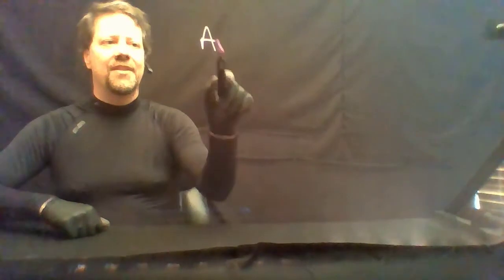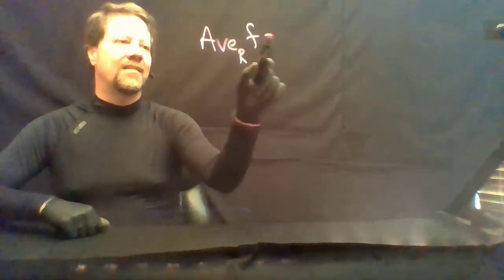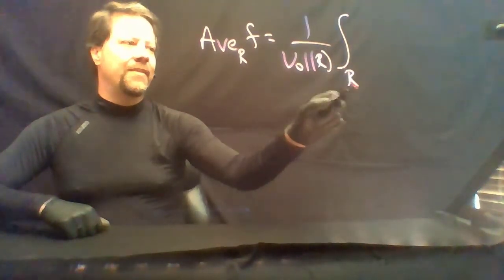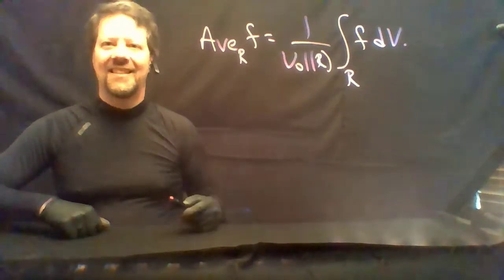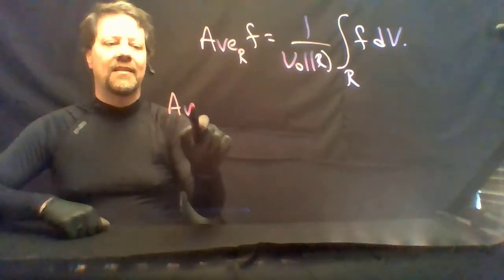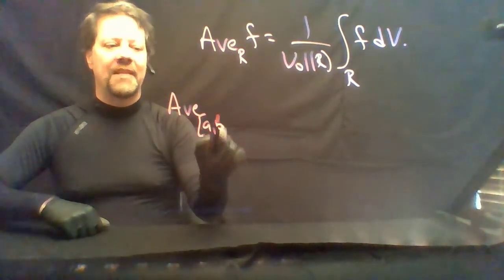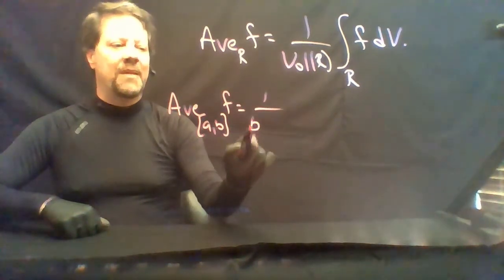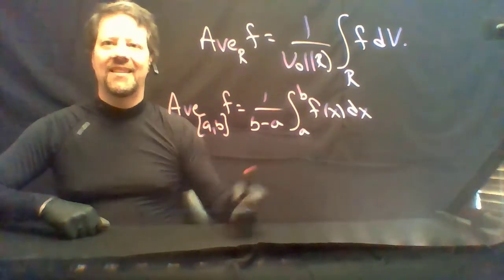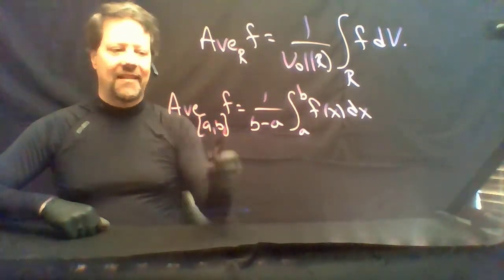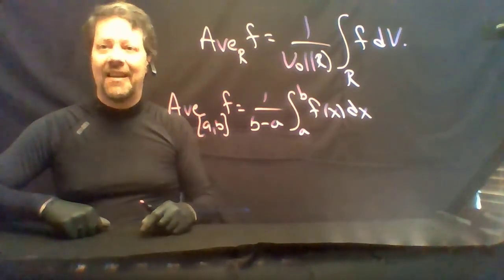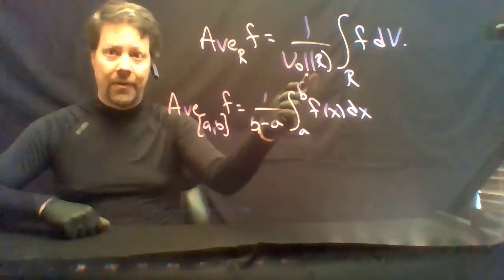How do you find the average? Well, it's 1 over the volume of the region times the integral over the region of f. This is similar to what you did way back in Cal 1. In Cal 1, the average of some function on an interval [a, b] was 1 over b minus a, the integral from a to b of f of x dx. b minus a is just the length, and in one dimension, that is the size of the set. In 3 dimensions, the size of the set is its volume.